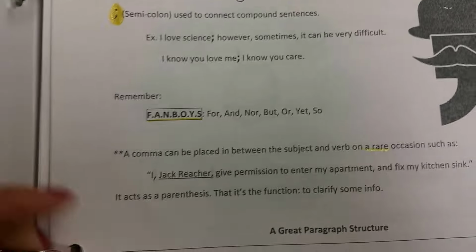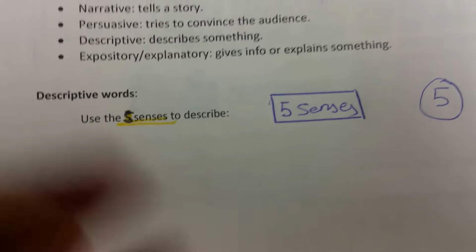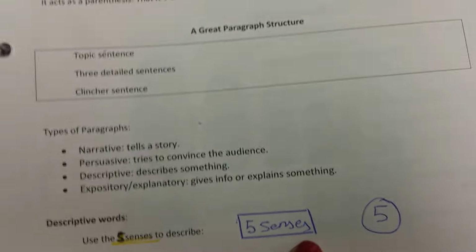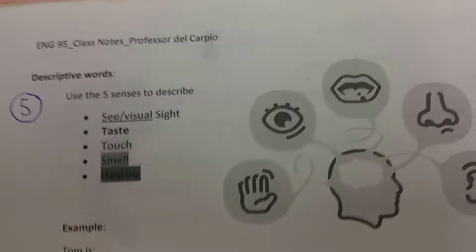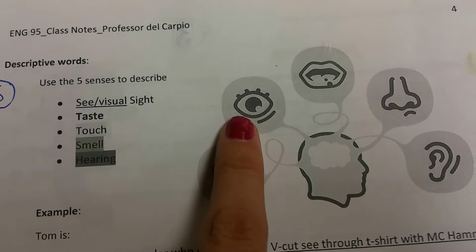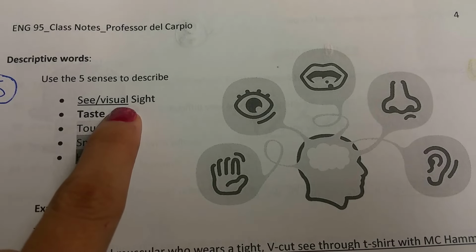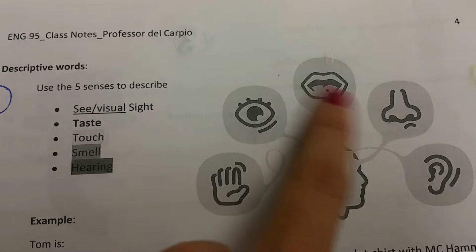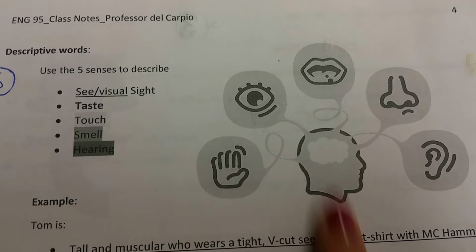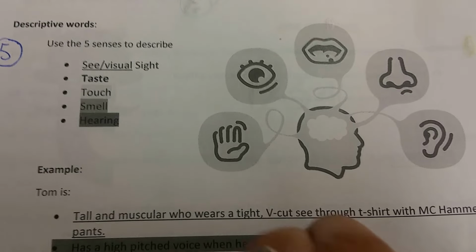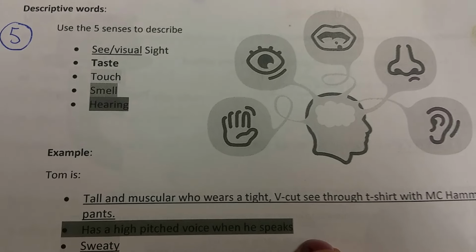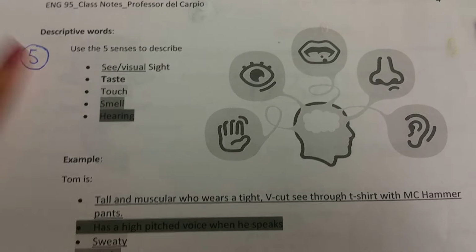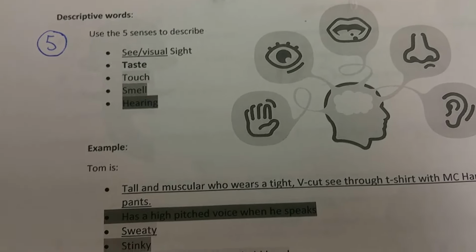Let's go back to the use of adjectives. When using adjectives, we want to make sure we are appealing to the 5 senses. Here is a list of the 5 senses: the visual, the taste, the touch, the smell, and the hearing. When adding descriptive words that are going to enhance my narration, we do not want to just appeal to the visual sense.